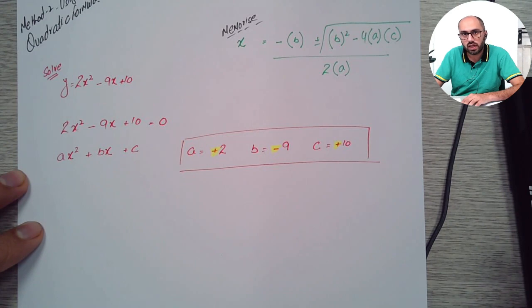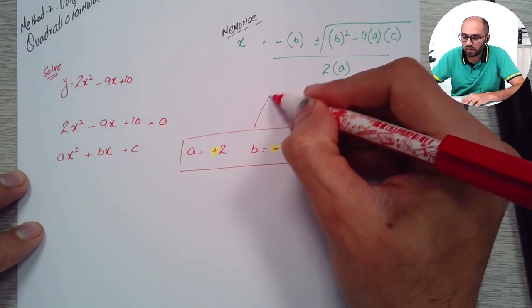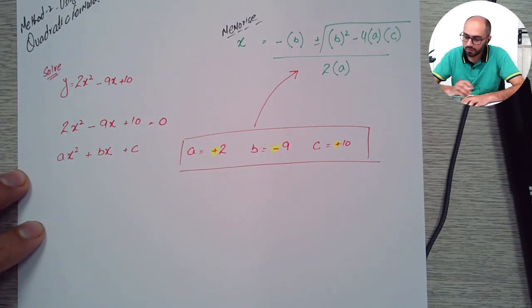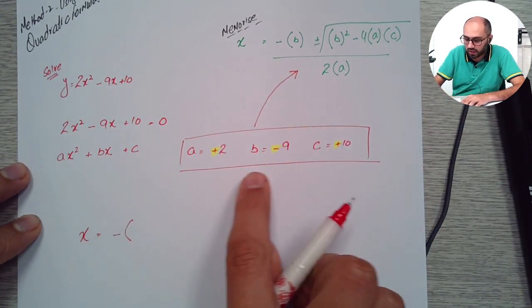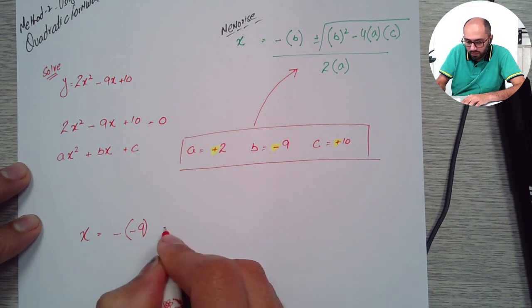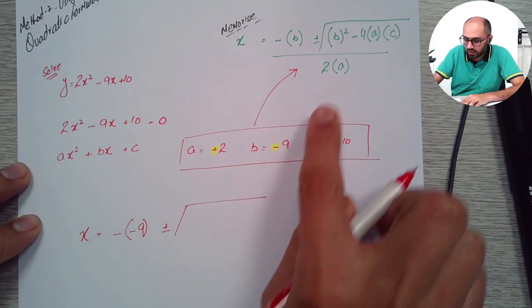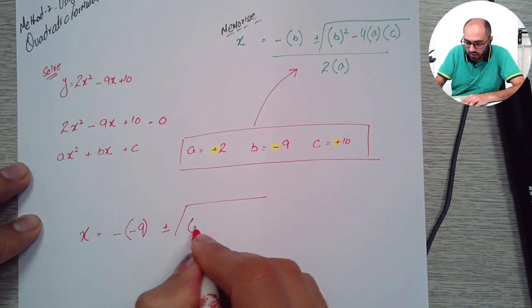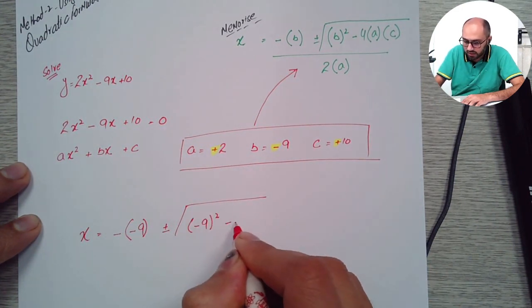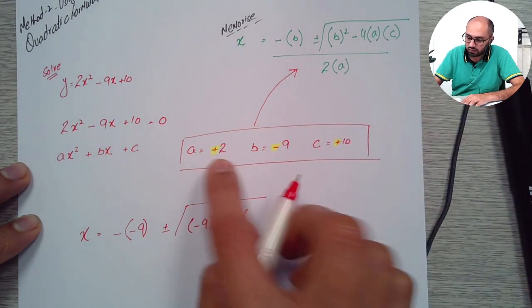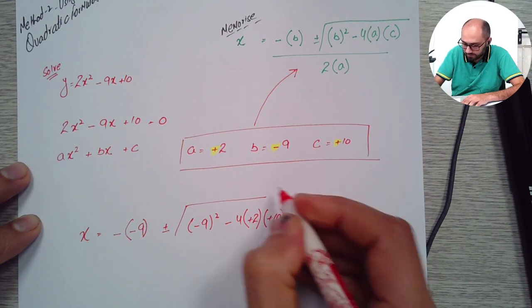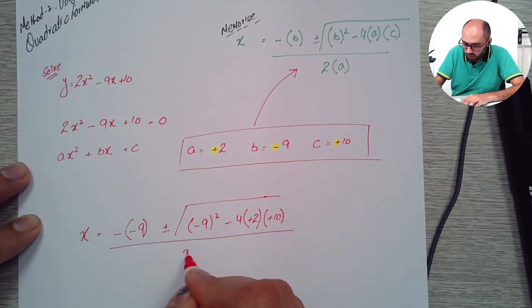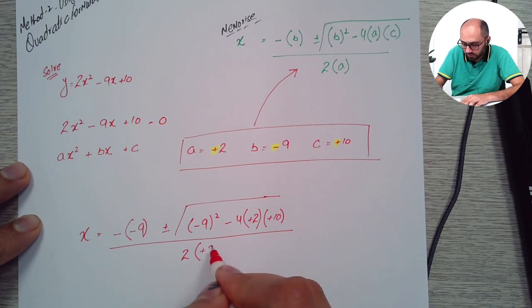Once you've identified these values, all you have to do is plug these values into this formula. So substitution will play an important part here. It will transform into x equals minus, in bracket I write minus 9, plus or minus the square root. Instead of b, I again write minus 9 in brackets, squared, on top minus 4 in brackets. Instead of a, I write plus 2, and instead of c, I write plus 10, over 2 times, instead of a, plus 2.